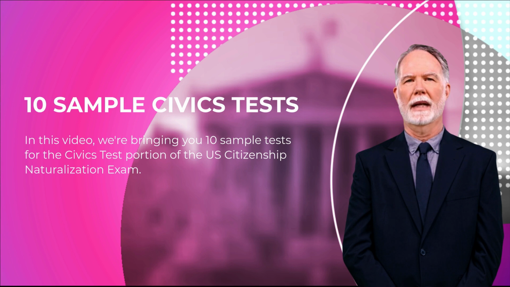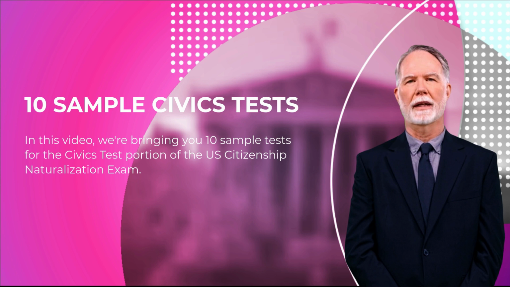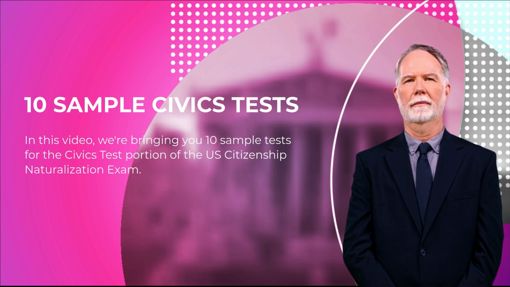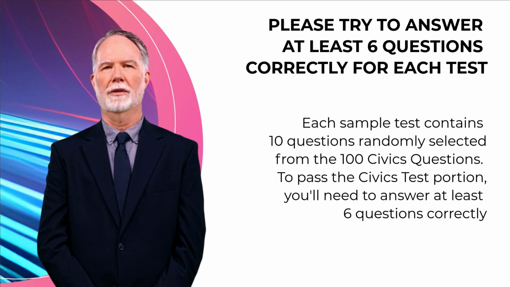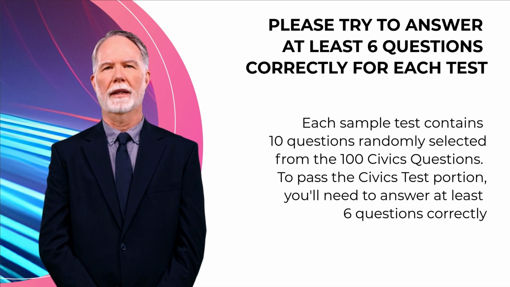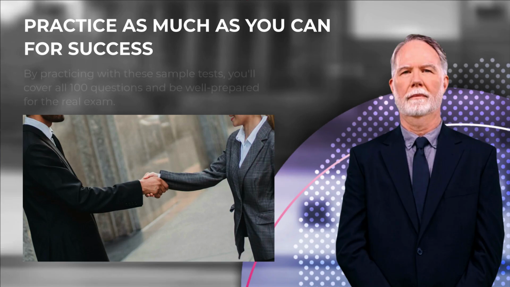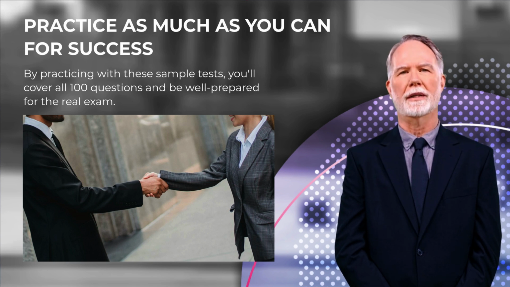In this video, we're bringing you 10 sample tests for the Civics Test portion of the U.S. Citizenship Naturalization Exam. Each sample test contains 10 questions randomly selected from the 100 civics questions. To pass the Civics Test portion, you will need to answer at least 6 questions correctly. By practicing with these sample tests, you will cover all 100 questions and be well prepared for the real exam.